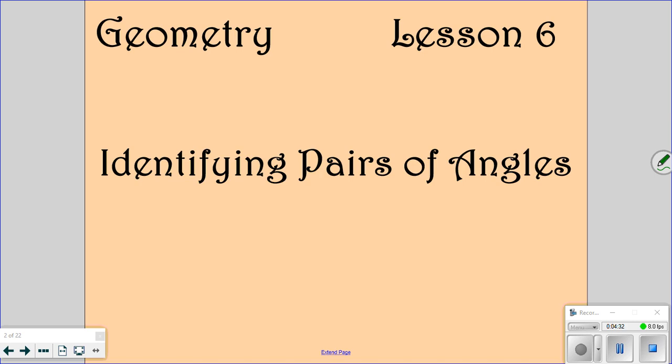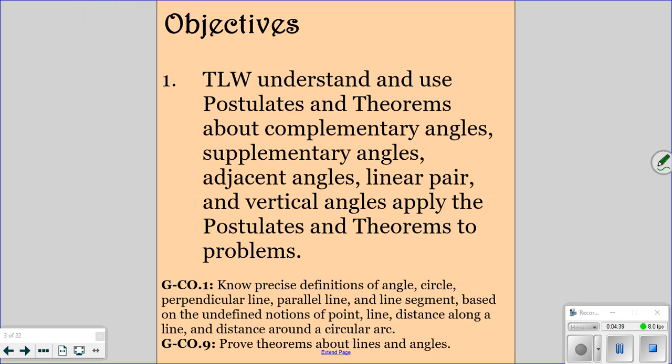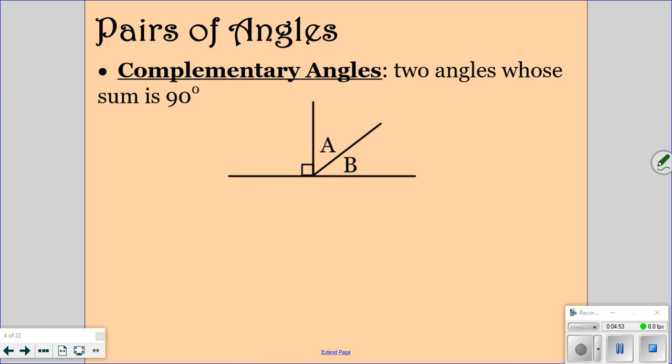Alright, so we're looking at lesson 6 today. We're looking at identifying pairs of angles. So hopefully after this lesson you will understand about complementary angles, supplementary angles, adjacent angles, linear pair, vertical angles, and you'll be able to go over problems that deal with those as well. So we're looking at complementary angles first.